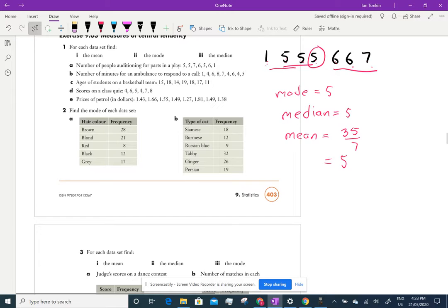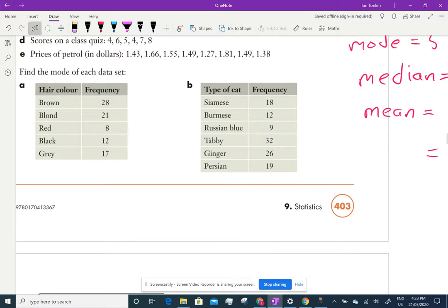Question 2, just find the mode. Well, you're looking for the highest frequency. I'm going to do one of these. I'm not going to do both. You can have a go at them. So I'm looking at the biggest number in the frequency. So the mode here is brown. That's the most popular, highest frequency.